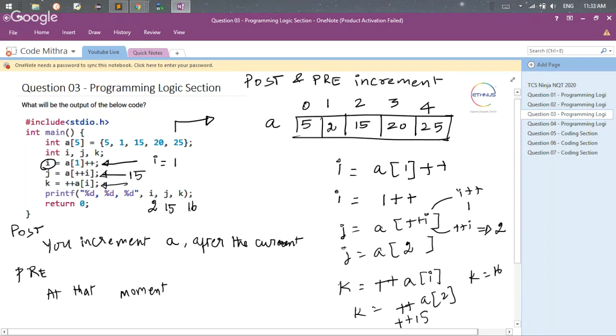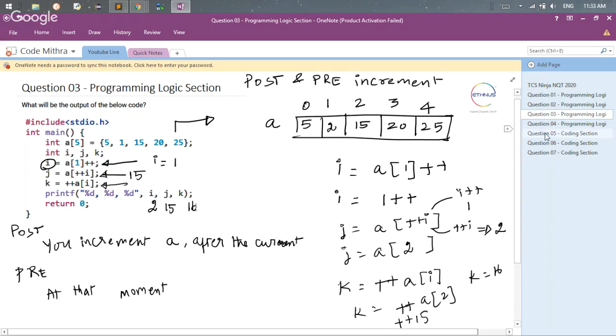So for those who have got it right, good. For others, please try to understand this. Plus plus happens afterwards if it is post. Plus plus happens pre if it is put before the variable. Okay, pre means at that moment itself you need to increment it. So that is what post increment and pre increment means. Post increment happens after the current statement. Pre increment happens before or at that moment. Okay, so that is the difference.